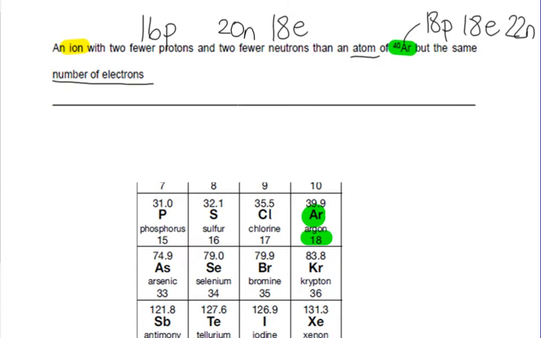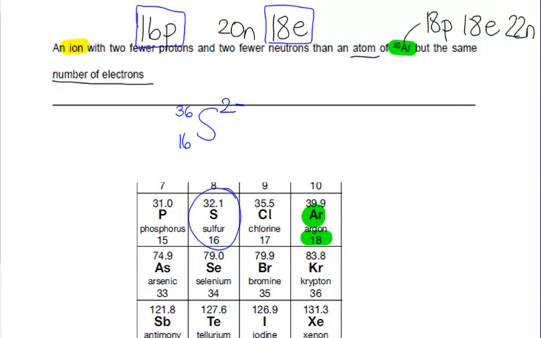So 16 protons, bottom number 16. We go to our periodic table and we find 16, sulfur. Top number, protons plus neutrons, 20 plus 16 is 36. And if we've got 18 electrons, but only 16 protons, we've got 2 more negatives than we have positives, so we have a 2 minus charge.